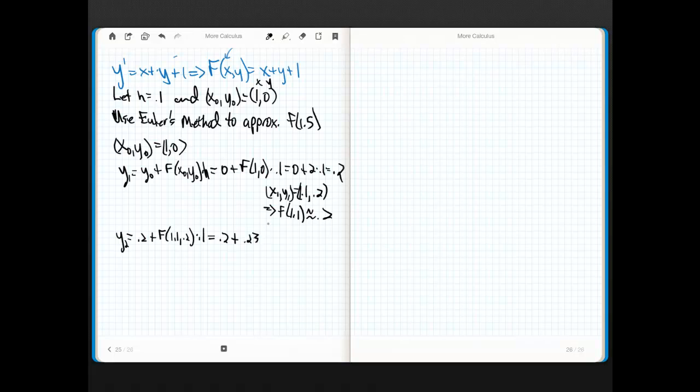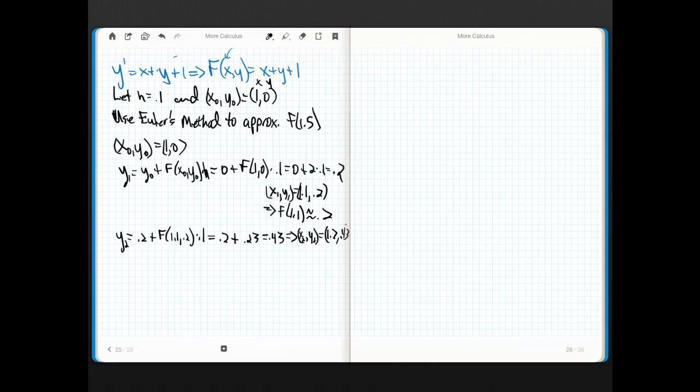Let's make sure I did that correctly. 1.1 plus 0.2 is 1.3, plus 1 is 2.3, times 0.1 is what? 0.23, right? So 0.2 plus 0.23 is equal to 0.43, which implies, you ready? What I have is that x2 comma y2 is equal to, now what do I got here? Where I moved over a 0.1, right? So now I'm at 1.2 comma 0.43.